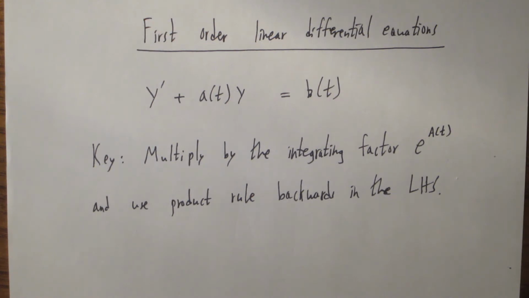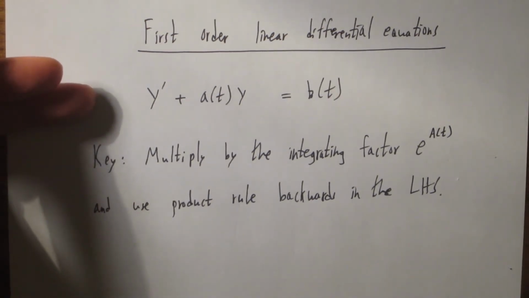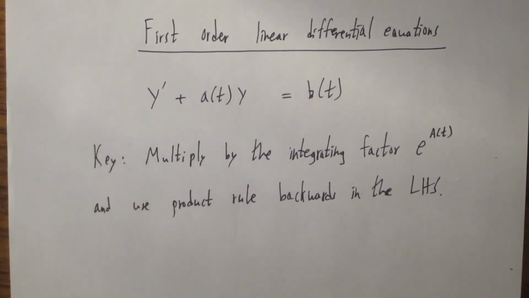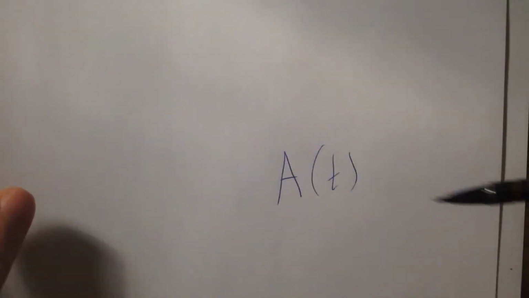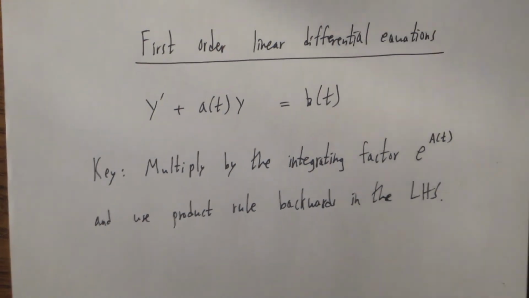The key to solving a first-order linear differential equation is to write it like this and then multiply everything, let's say both sides of the equation, by the integrating factor, e to the power of capital A, where capital A differentiates to little a. Thereafter, you use the product rule backwards in the left-hand side. So this is the recipe for first-order linear differential equations. One remark is that the capital A is a function. Sometimes we write a as a of t, just to indicate that a is a function of the variable t, if t indeed is our variable.